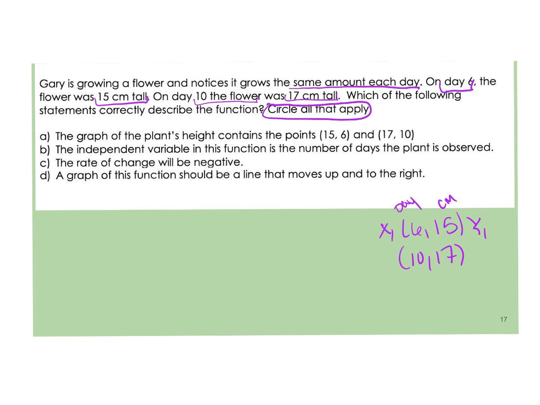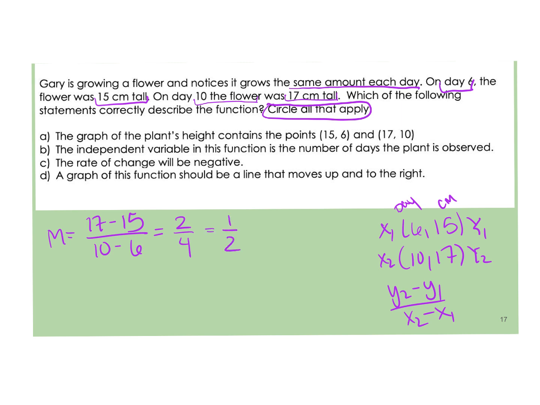So let's find the rate of change. And how do we do that? y2 minus y1 over x2 minus x1. My y2 is 17 minus my y1, which is 15. My x2 is 10. My x1 is 6. So I get a rate of change of 2/4, which is 1/2.